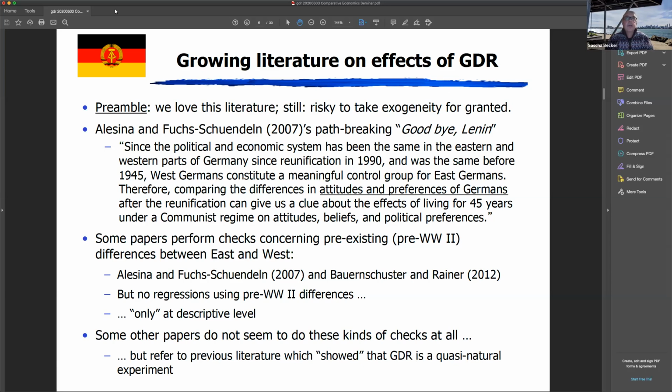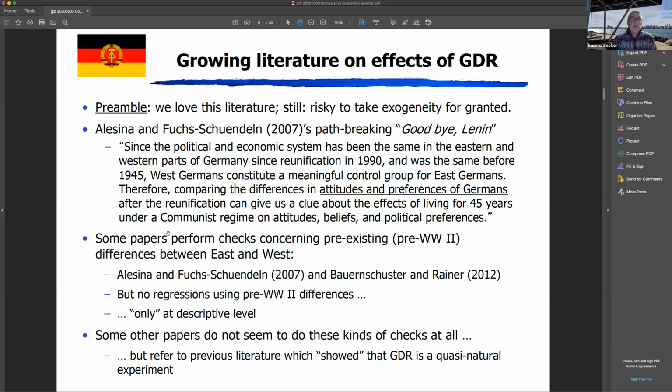So that path-breaking paper was looking at attitudes and preferences for Germans. And that particular paper, Alesina and Fuchs-Schündel, is quite careful in looking at pre-existing differences between the two Germanys. And some other papers in the literature have been equally careful, but not necessarily each and every paper that has used the GDR. And all too often we feel people refer to earlier work, and in particular Alesina and Fuchs-Schündel, as having shown that the GDR is a quasi-natural experiment, and hence now for the new outcomes of interest in follow-up work, people may not necessarily always take the same care of looking at pre-existing differences and various other issues.